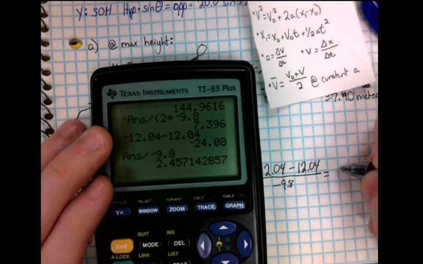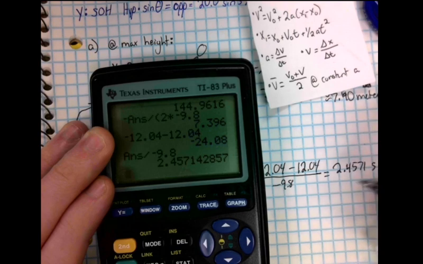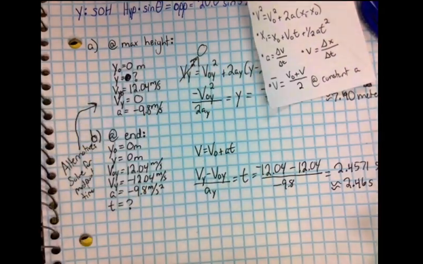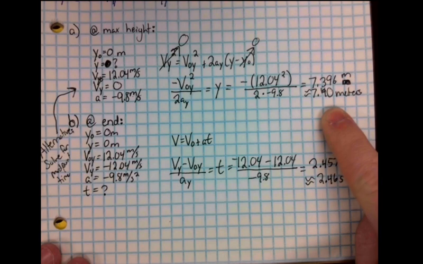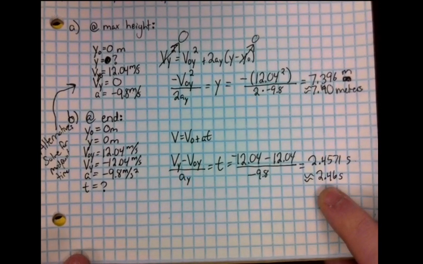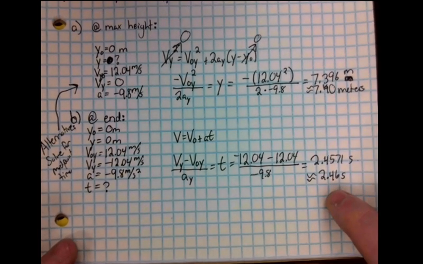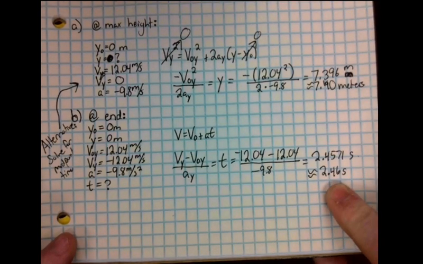We get, it'll take 2.4571 seconds, or we're going to go to 3 sig figs, 2.46 seconds. So after they kick it, it's going to reach a height of 7.40 meters, and it's going to stay in the air for a total of 2.46 seconds. You could also cut this time in half, and you'll know that it will reach that 7.40 meters 1 minute and 23 seconds into its journey.